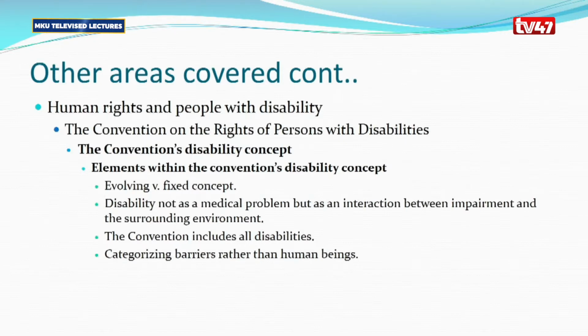One, evolving versus fixed concept. Two, disability not as a medical problem, but as an interaction between impairment and the surrounding environment. Three, the convention also includes all disabilities. They could be cognitive, they could be physical, all of them are actually included there. There is no one disability that is excluded from the convention. And then we have categorizing barriers rather than human beings. We have barriers that we can categorize, rather than saying, no, this disability is too severe, or it is too little. So those are also part of the elements of the convention disability concept.